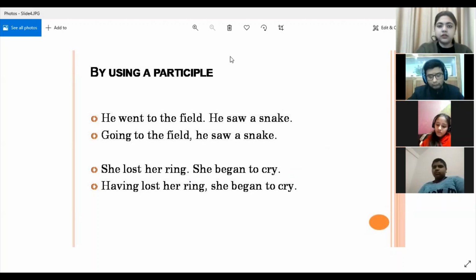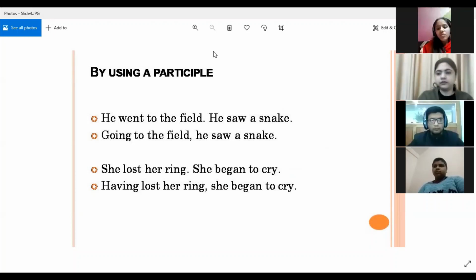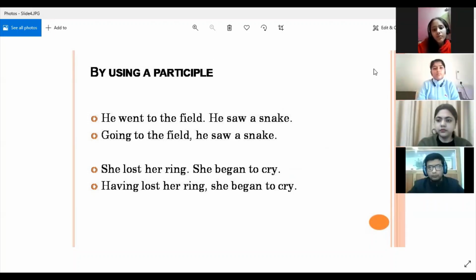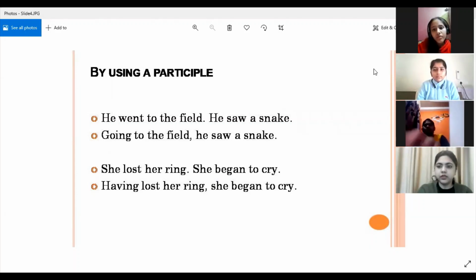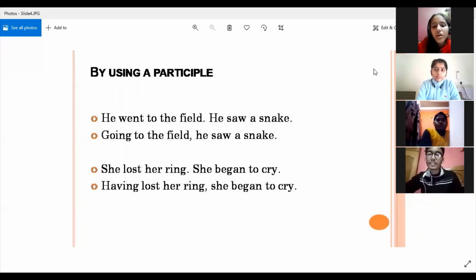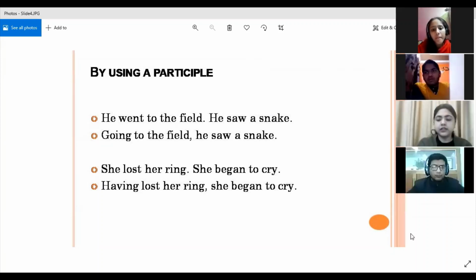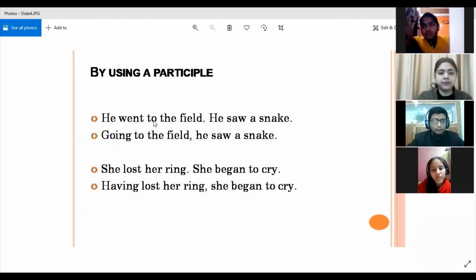If you remember, who can tell me what is a simple sentence? Okay, Divyanshi, what is a simple sentence? Ma'am, a simple sentence is a sentence which has one finite verb. Yes, which has one finite verb. So while combining two simple sentences, you have to make sure that there should be only one finite verb in your sentence. Okay, so let us look at the example.